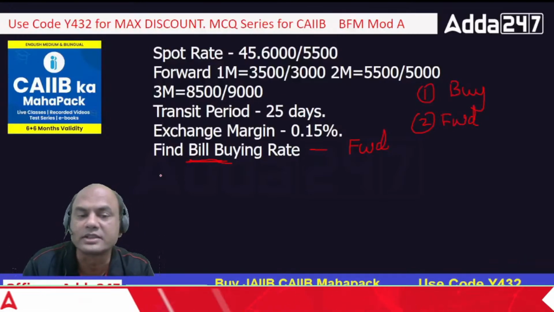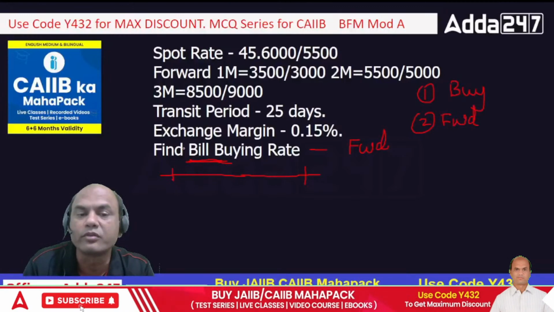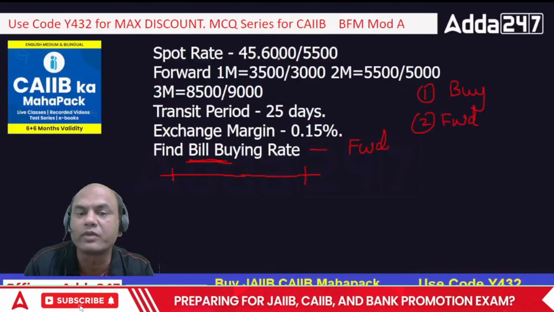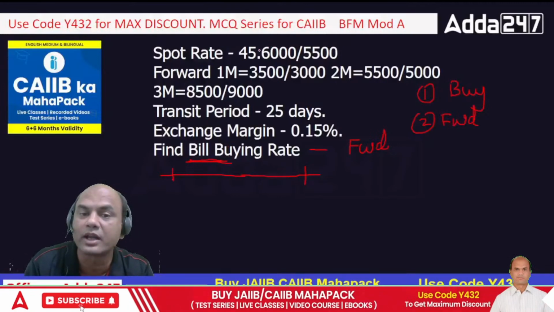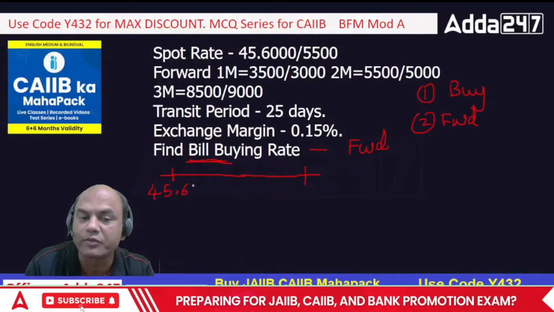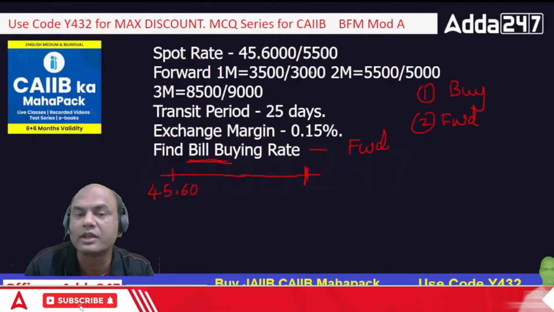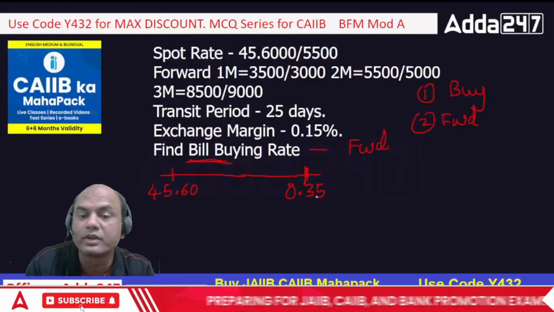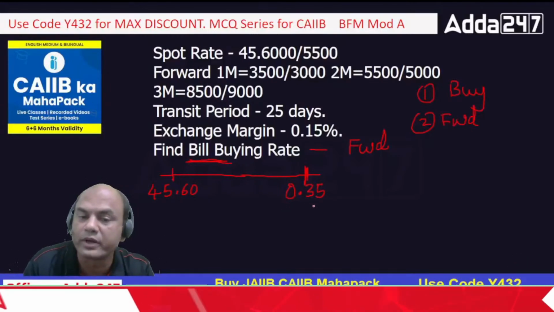It means if this is my transaction date, then 25 days from here, so the 1 month rate is given to me. This is my spot rate. Spot rate is given as 45.60 or 55. Why 60? Because it's buying. Buying means, what did I tell you? Left. So 45.60. But after 1 month, what is the rate? After 1 month it is 35/30. So what will I take? 35. I am taking 0.35 because again left. But what do I do with this 0.35? I'll subtract it. So 45.60 minus 0.35.